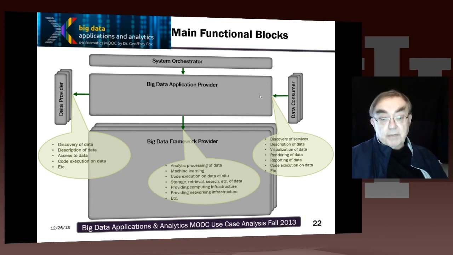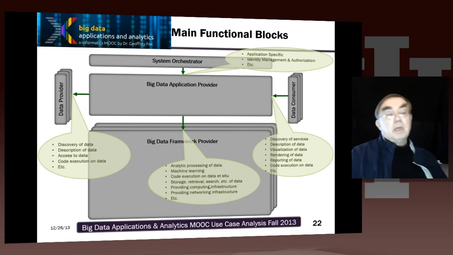All right, here we have the actual analytics, the machine learning, the code execution, storage, retrieval, the computing infrastructure, the networking infrastructure, etc. And then the final set of components are the system orchestration, which means you have somebody or something, let's call it a workflow system, that integrates all this stuff together.